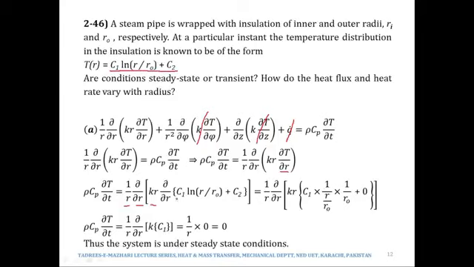T is c1 log of r over r naught plus c2. So we have to differentiate this with respect to r. There are two terms. One is c1 log of r over r naught, the second term is c2. There is no r with c2. Therefore the differential of a constant with respect to r would be 0.